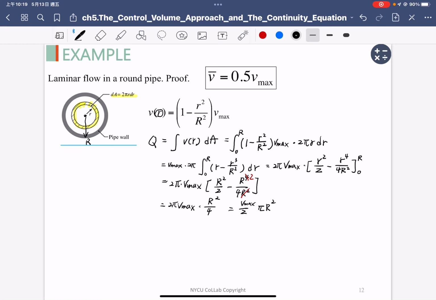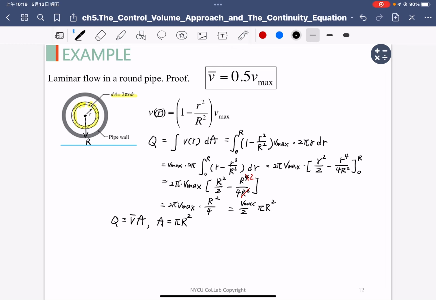Okay, but go back to see our purpose. The purpose is we would like to find out the relationship between the mean velocity and the V maxima. So until now, we don't have the mean velocity in our equations. We know that Q will equal the mean velocity multiplied by the total area. In our case the total area is a circle with radius R, so the total cross-section area is pi multiplied by R squared.